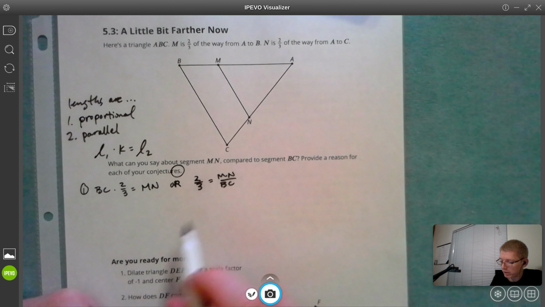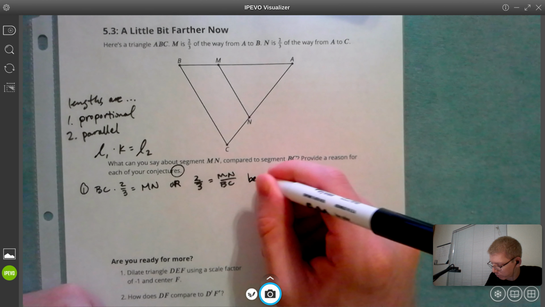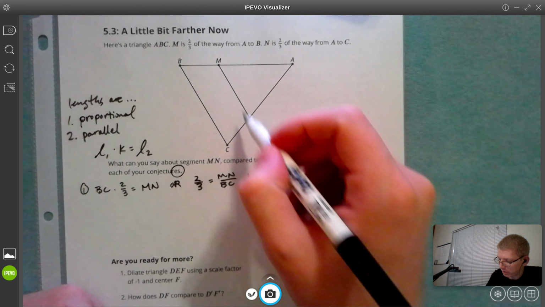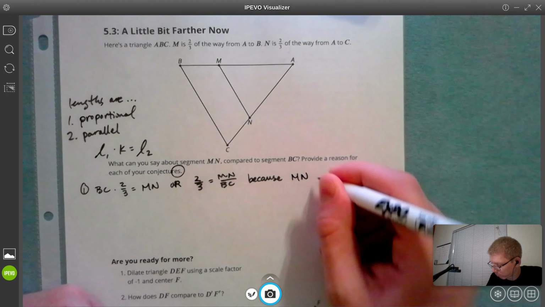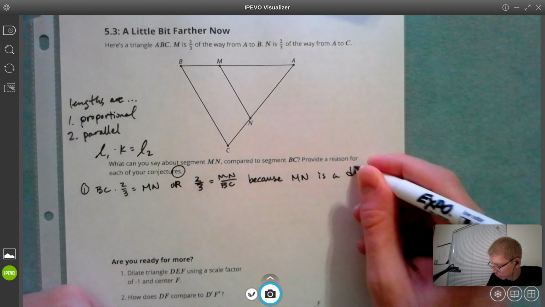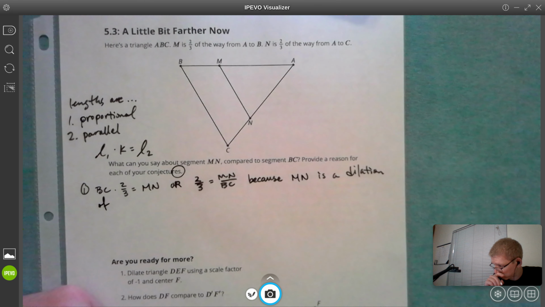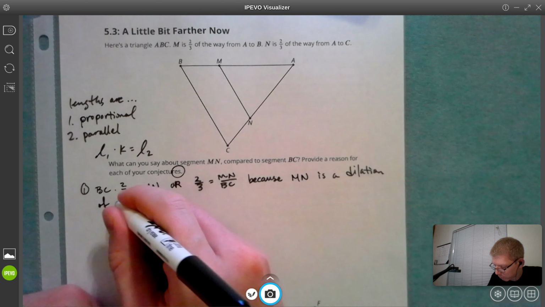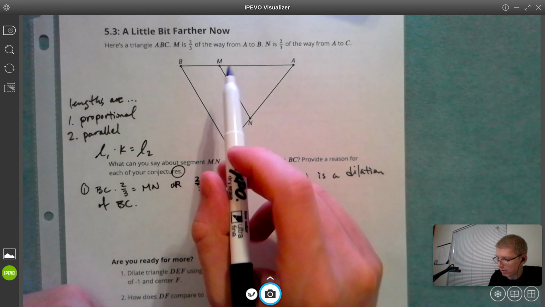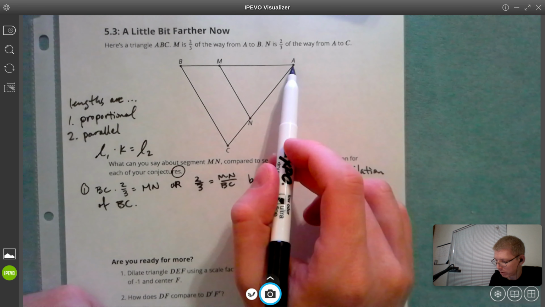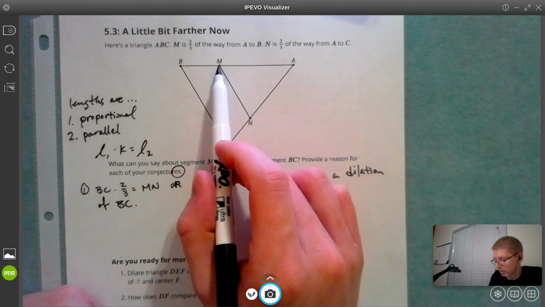So how do we know that both of these equations are true, right? The reason why we know this is because this segment right here, MN, is a dilation of BC. MN is a dilation of BC, right? If we dilate B from A by a scale factor of 2/3, it lands on M.